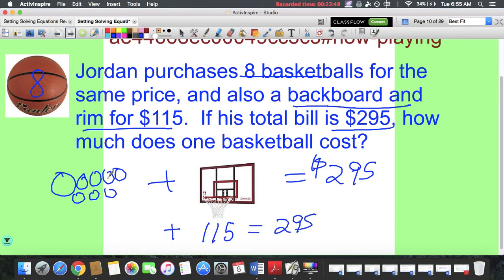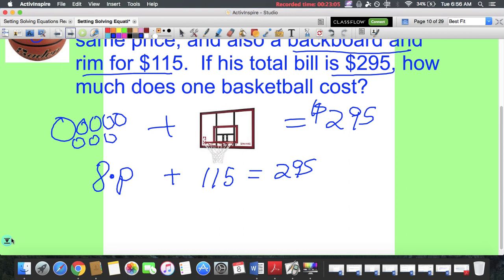How much are the basketballs? Does it tell you how much? No, it doesn't tell you the price of the basketball. It says you're going to buy 8, so we're going to buy 8 times how much is each? We don't know, so let's write P for price. So if you go to the store and you buy 8 basketballs, multiplied by the price, plus $115 for the backboard, it's going to give you $295.